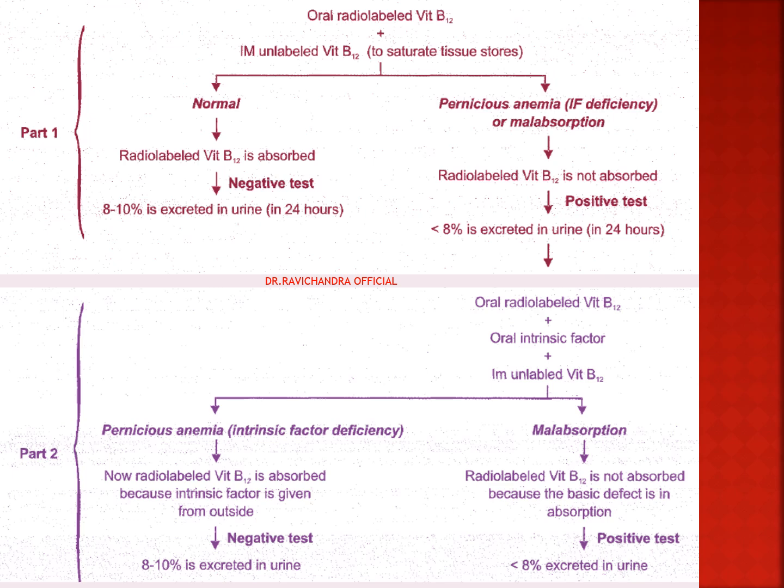In the malabsorption case, the radiolabeled vitamin B12 is not absorbed as there is a basic defect in the absorption. Thereby, a positive Schilling test will be there and there will be less than 8% of radiolabeled B12 excreted in the urine.